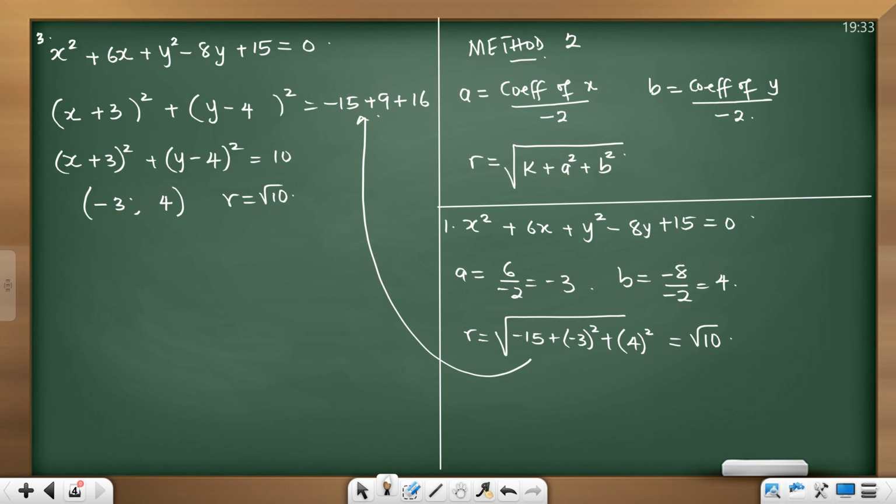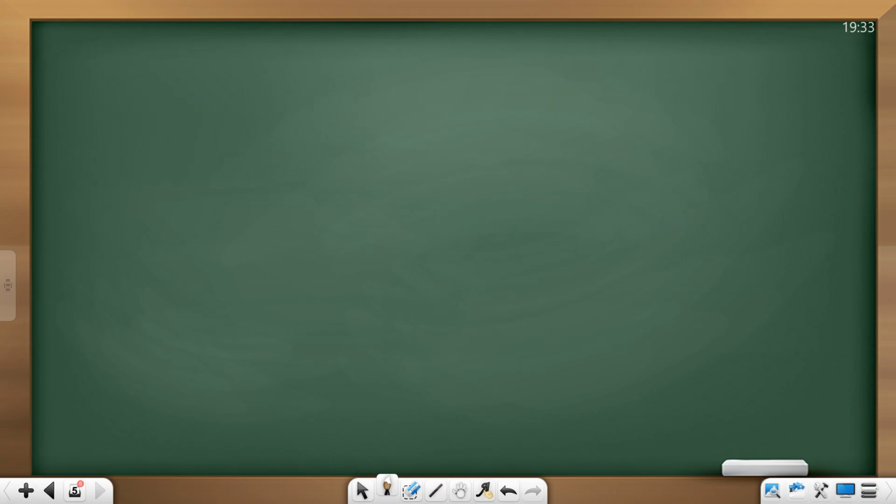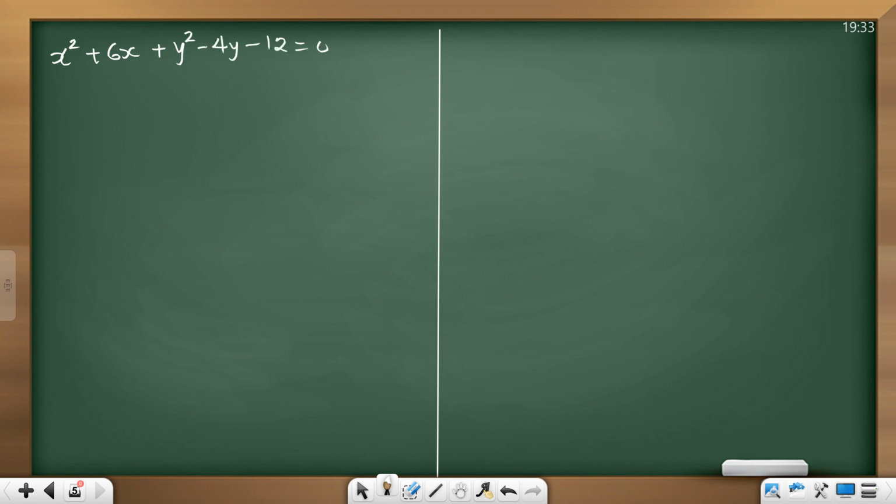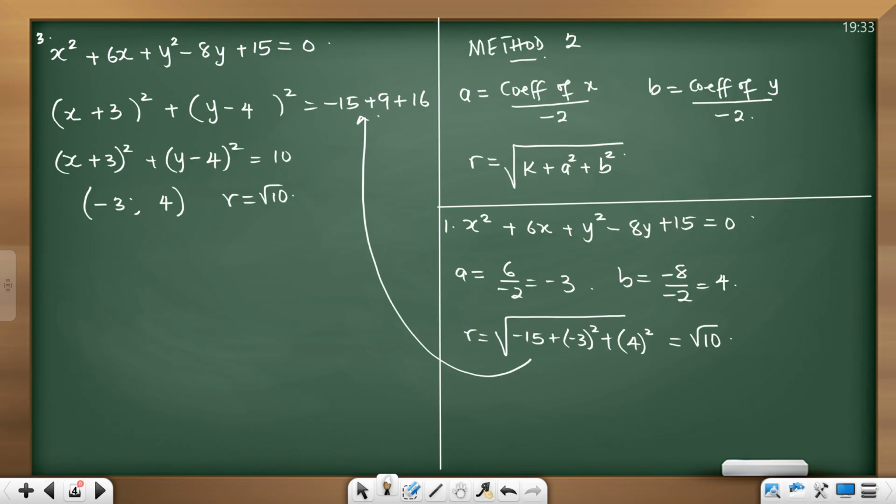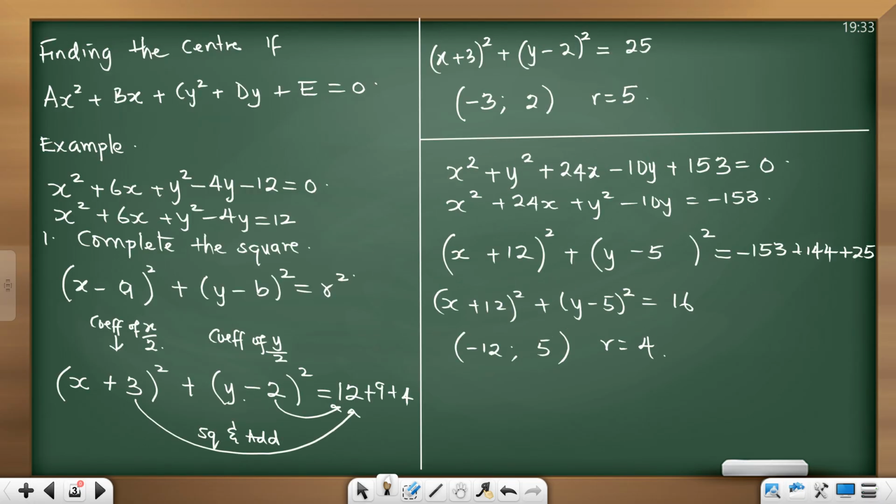Okay, did it work? Yep. What was the equation? Give me the equation again quickly. X squared plus 6x plus y squared minus 4y minus 12 equal to 0. What was the center we got? Let's just compare answers. What was the one we got earlier on when we did the first method?